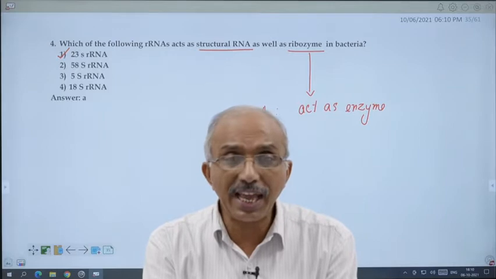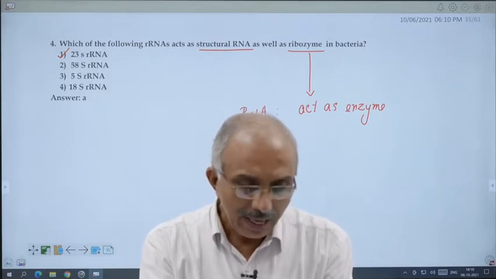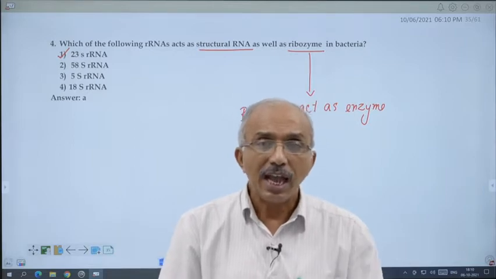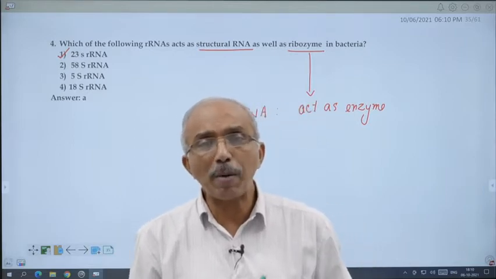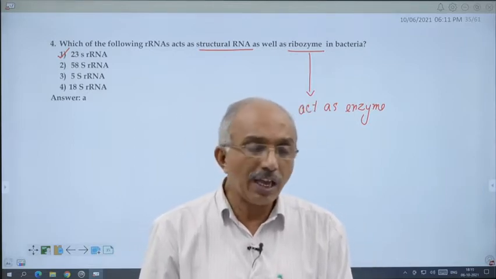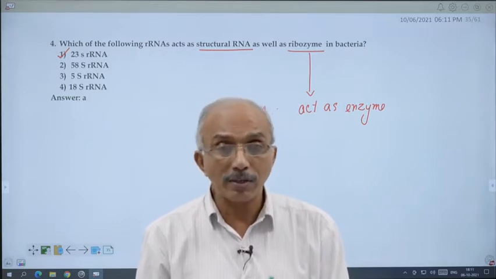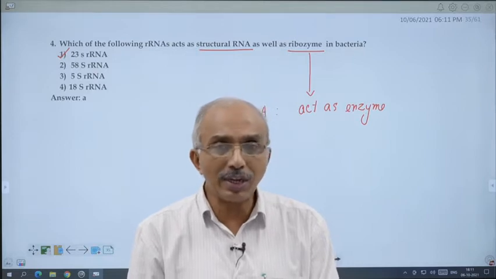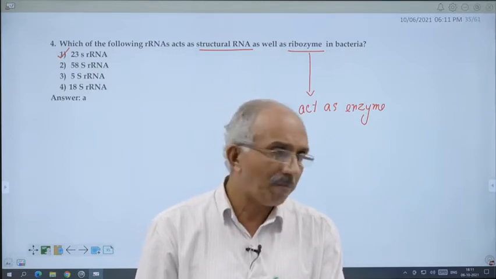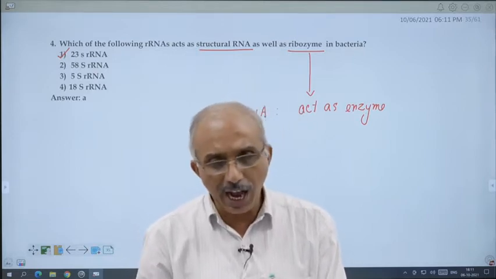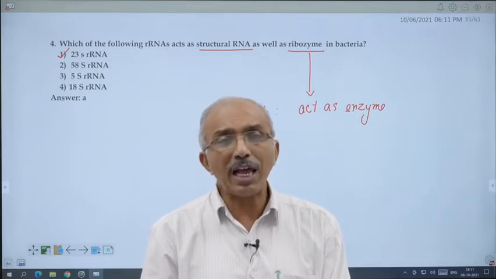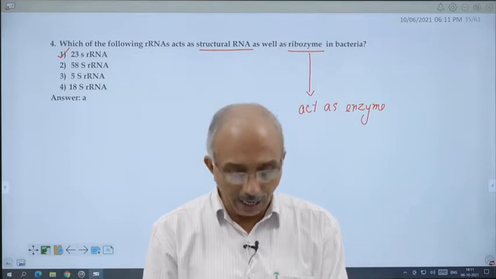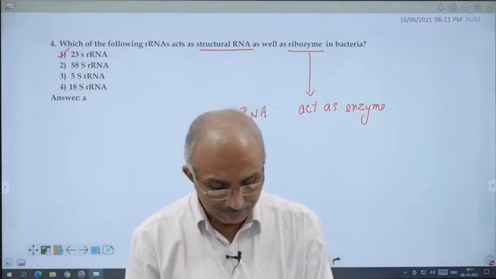Here, 23S rRNA as a ribozyme acts as an enzyme for the formation of peptide bond. So it acts as a peptidyl transferase. So 23S rRNA is a structural RNA as well as an enzyme, which we call a ribozyme also.